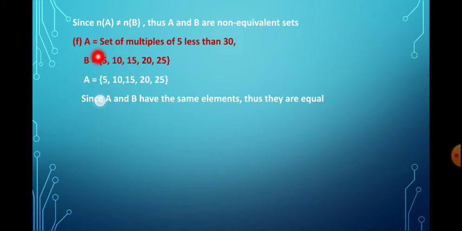Number F, A is equal to the set of multiples of 5 less than 30. So let us write the roster form of set A. A equals to 5, 10, 15, 20, 25, and set B is already given in the roster form, that is 5, 10, 15, 20, 25. So we can see that exactly the same elements are there in A and B both. So in that case we can say that set A and set B both are equal.